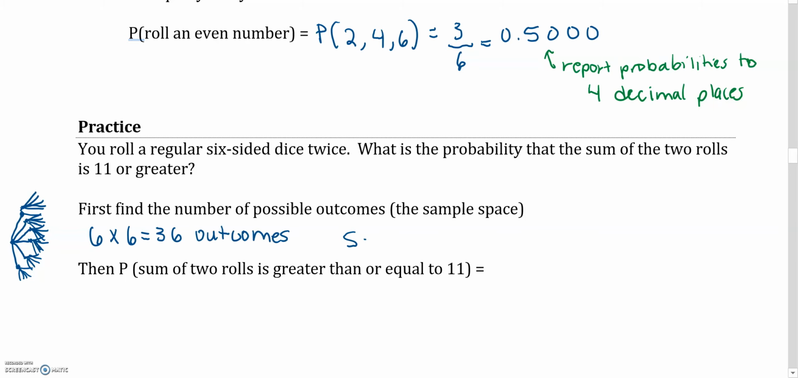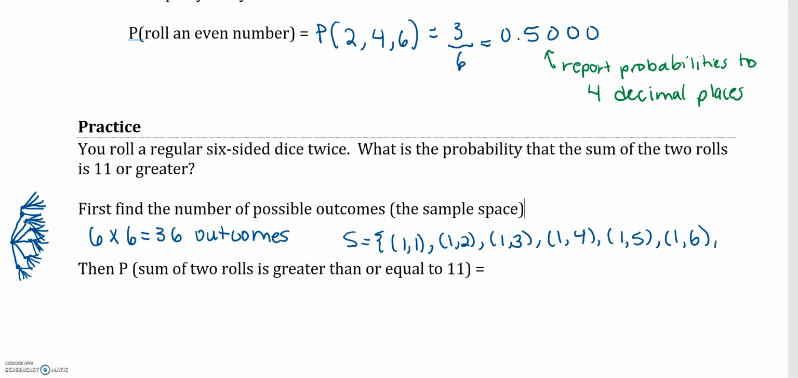And for our sample space, we're going to write it in set notation. We can roll a 1 and then a 1, a 1 and then a 2, a 1 and then a 3, and listing each branch in that tree diagram, we will have 36 elements.